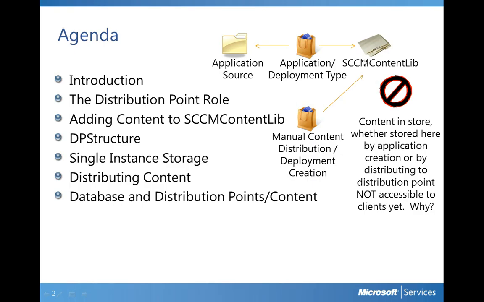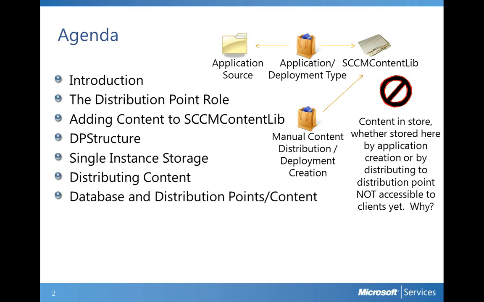Notice that the content that's in the content library, well, first of all, it's at the CAS, so it's not going to be available for any clients. There is no real DP role there. But even if it was a real DP, it's not available to clients yet because we don't have a deployment. The deployment is when we actually will deploy the content from the CAS down to a child level distribution point.